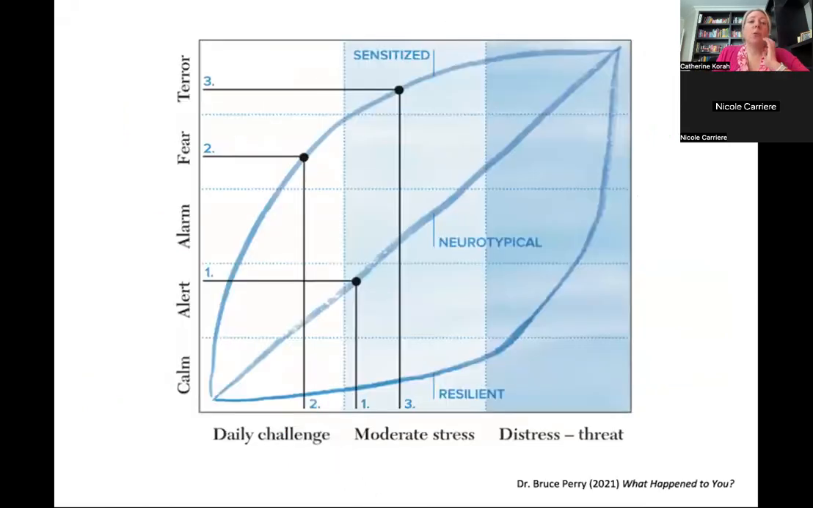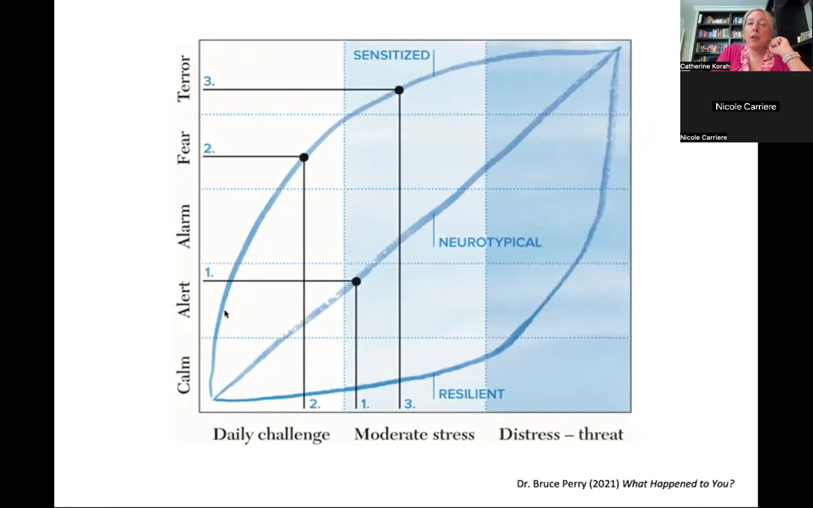And so if we were to see it this way, this is a chart that shows a neurotypical individual in the middle versus a sensitized individual. When we say sensitized, it could be not just complex trauma, but also neurodiverse individuals, to an individual who has worked on building their resiliency here at the bottom. If we go through the chart from left to right, we're starting at daily challenges, moving towards moderate stress, and then to a more distressful, threatening situation. So there's an increment in the level of stress from the left to the right.